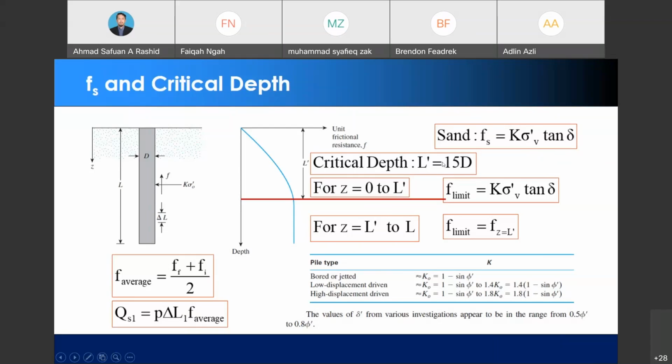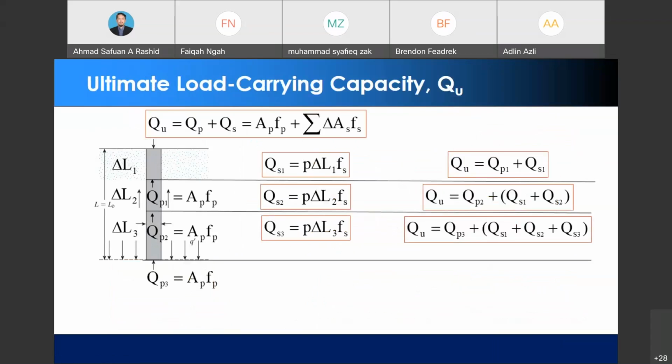Then kita determine what the critical depth. Kita gunakan 15D. Okay. And after the 15D, the effective stress will be constant. Okay. Kalau tak, logically dia akan increase lah. Okay. Tetapi kita tak nak overestimate, so it will be a constant after the 15D for the sand. Okay. And then later on, if a combination of sand and clay, okay, so we need to combine all of the calculation based on the layer of the soil. Okay.